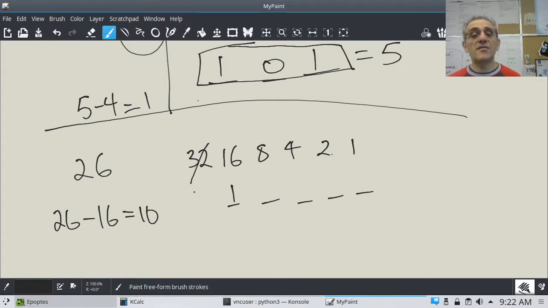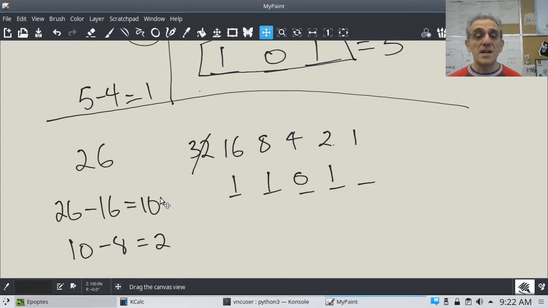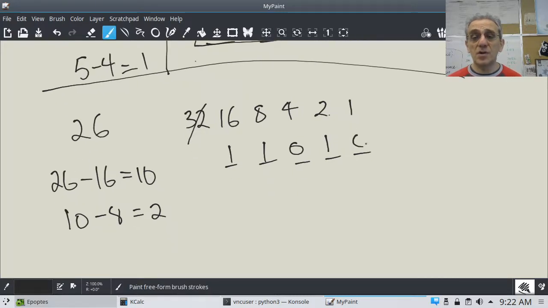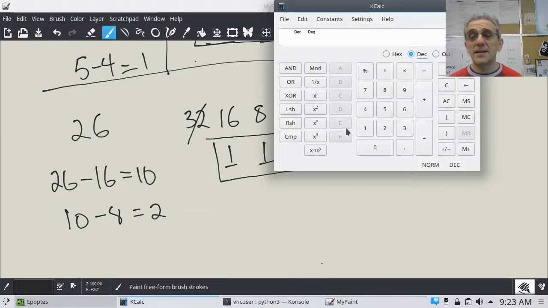So then I say to myself, okay, go to the next number. Does 8 fit into 10? It does. So I'll say, okay, give me an 8. Now I'll say 10 minus 8. That's just going to leave me with 2. Now, the 4 is too big now, so I'm going to put a 0 here. I think you can see what the rest is, right? If I put a 1 here for the 2, that fits perfectly, and I'm done. That means that I don't need the 1 here, so I'm going to put a 0 in. And so 26 would be 11010.